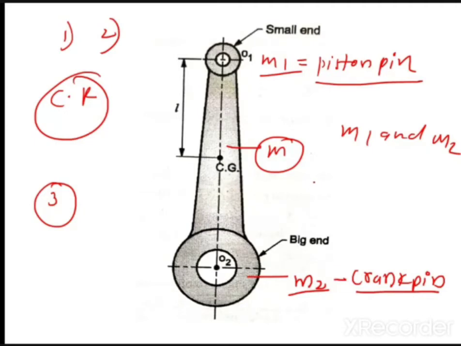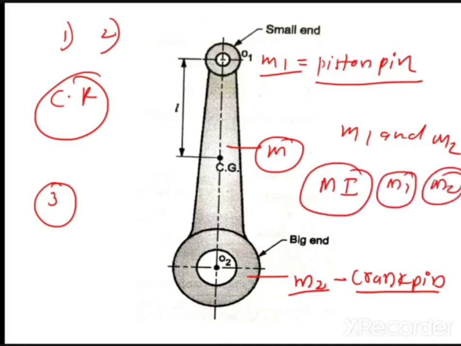Your third condition is not satisfied, means what? That the mass moment of inertia of masses m1 and m2, which are placed at the piston pin and crank pin, will be different from that of mass m, the rigid body. That is not desirable. It means the system will not become a dynamically equivalent system.